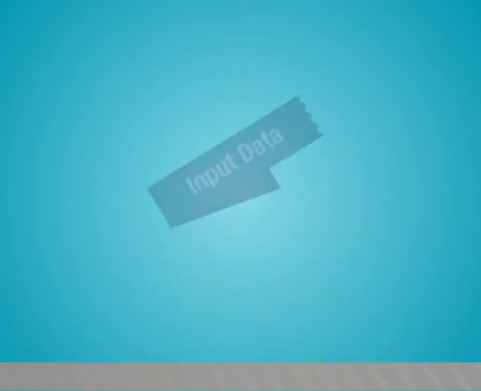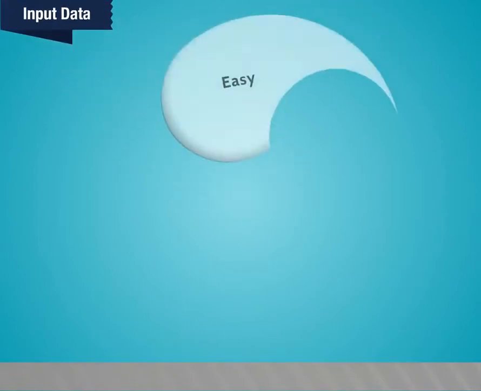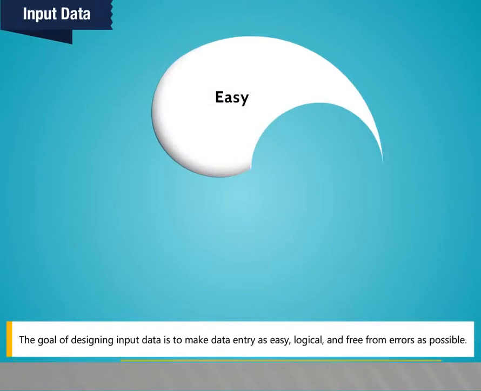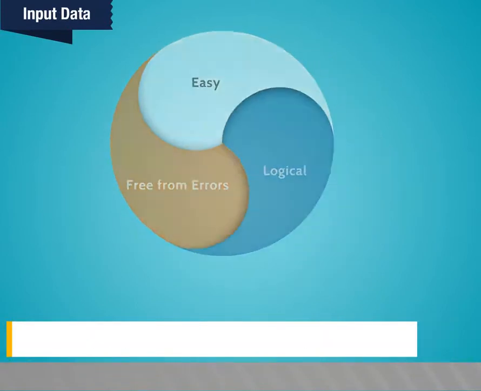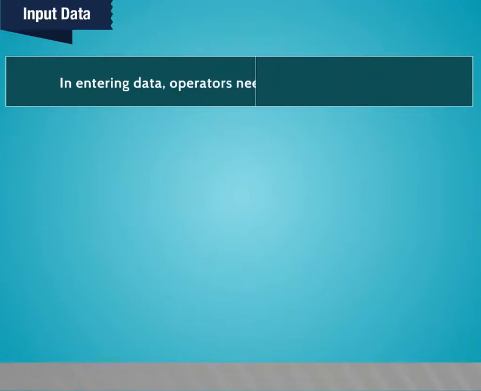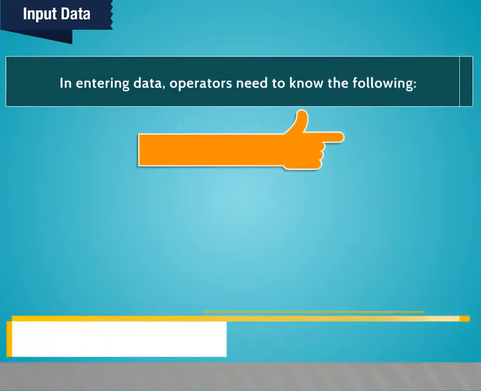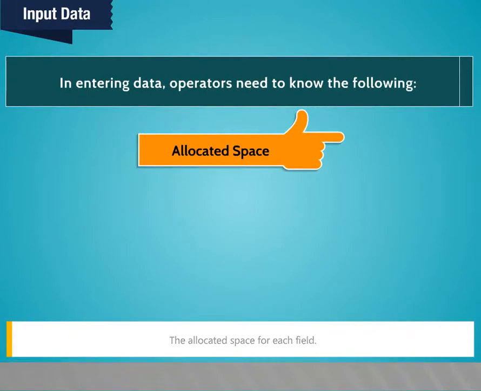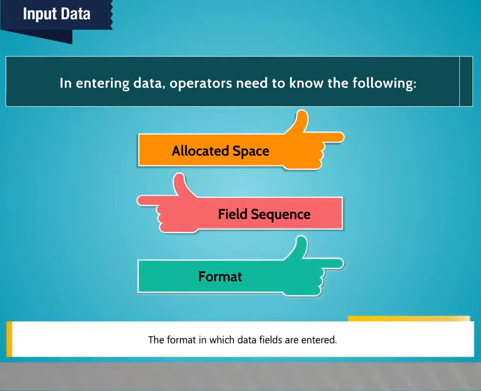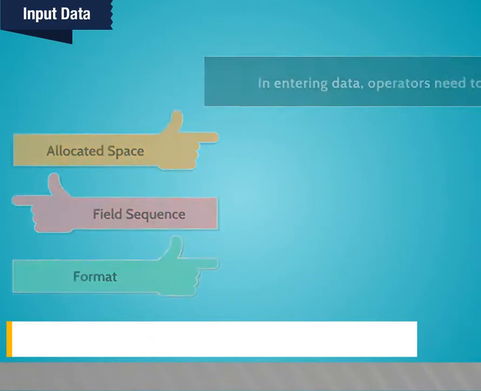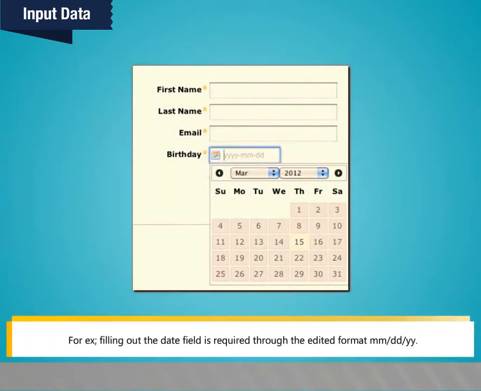Input data. The goal of designing input data is to make data entry as easy, logical, and free from errors as possible. In entering data, operators need to know the following: the allocated space for each field, field sequence which must match that in the source document, the format in which the data fields are entered. For example, filling out the date field is required through the edited format DDYY.